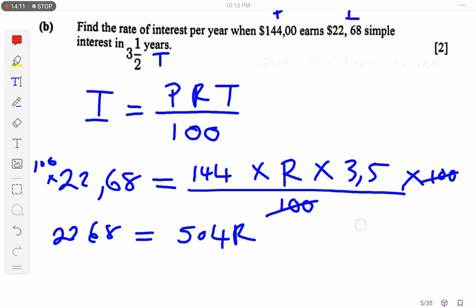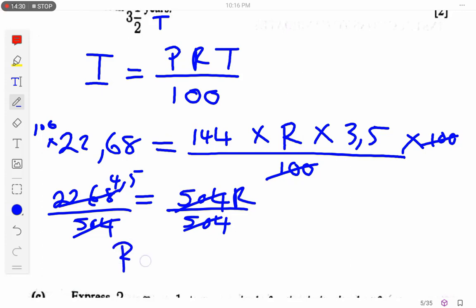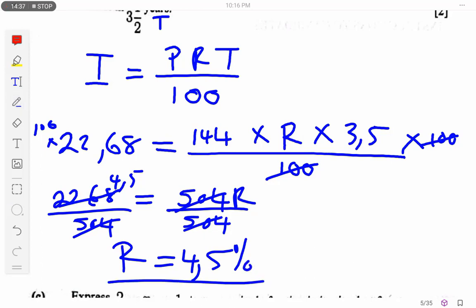Then to get our R, we are going to divide everything by 504. We divide by 504, so this side they cancel off each other. 504 into 2268 is going to be 4.5. So it means our R is equal to 4.5%. So that is our answer, guys. Let's move on to the next question.